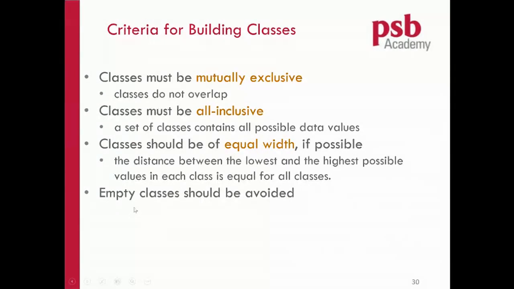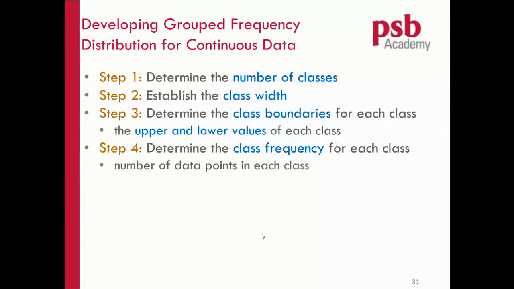We try our best to avoid empty classes. That means the frequency shows a 0. Sometimes you can't avoid 1 or 2 which are 0, but you cannot have many of the classes being 0, 0, 0, which is not good.